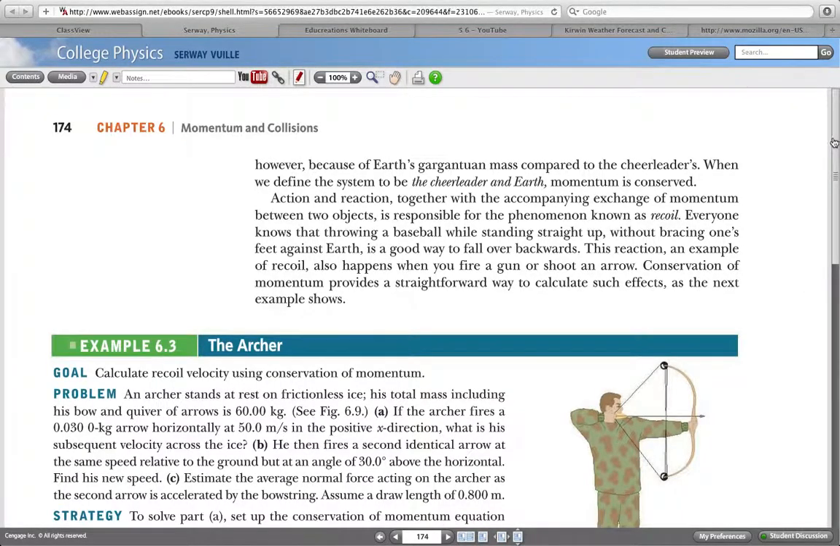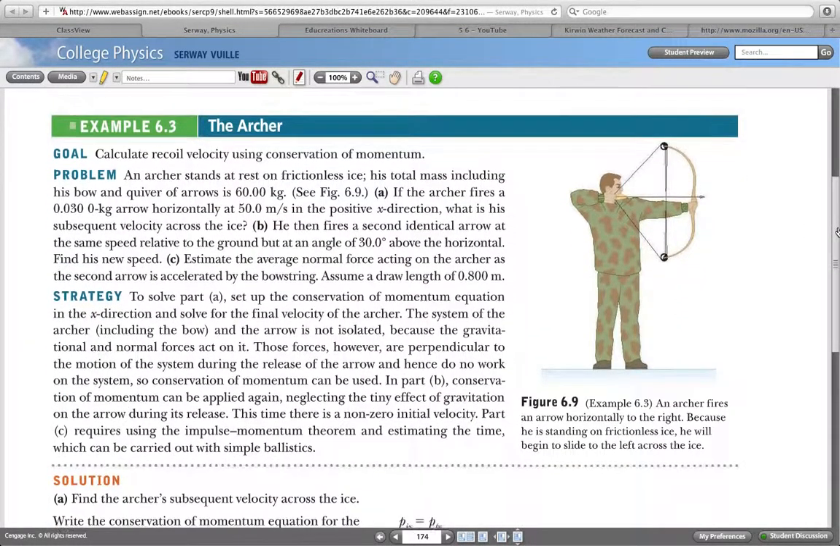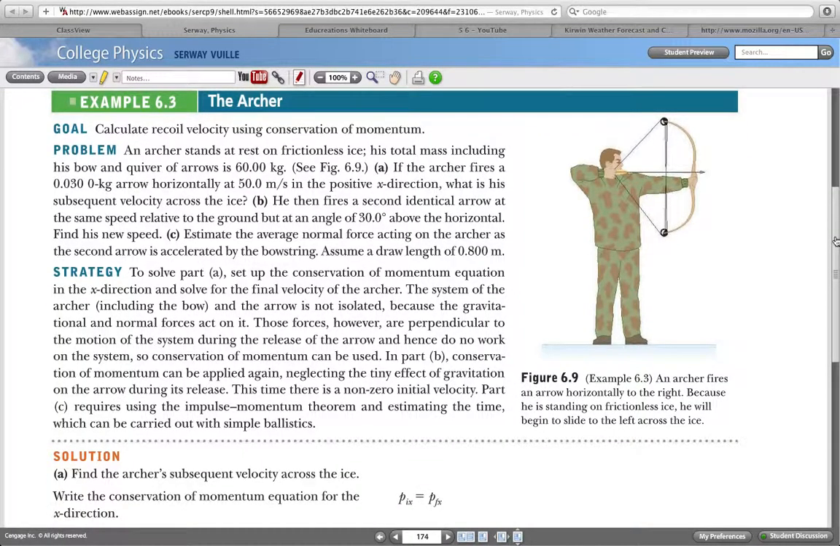So let's do an example really quick, and let's see this in action. We have an archer here. Of course, the archer is not going anywhere. The arrow is not going anywhere. The bow is not going anywhere. So the total momentum of the system is zero. No velocity anywhere. And here they give us some mass. His total mass, including his bow and quiver or arrow, is 60 kilograms. He's not a very heavy person.